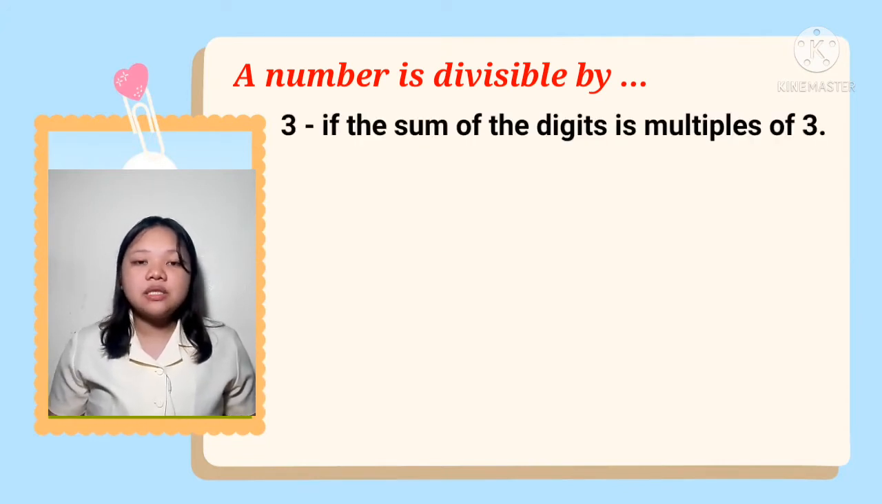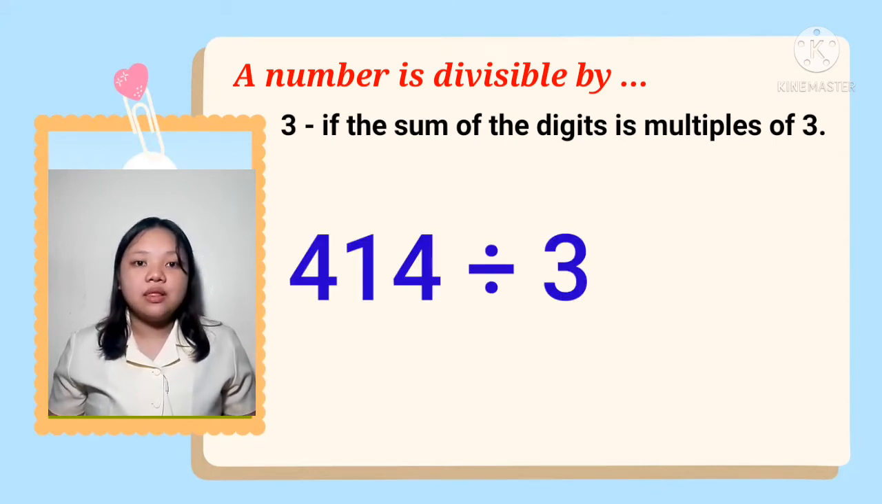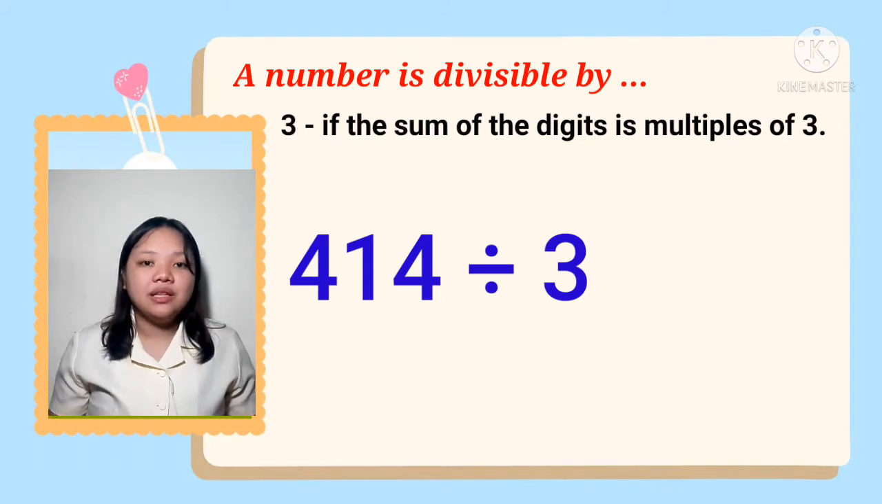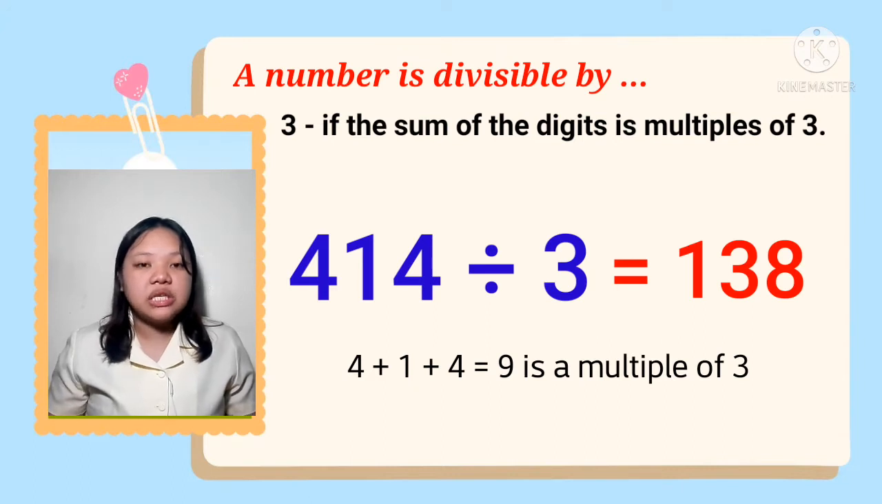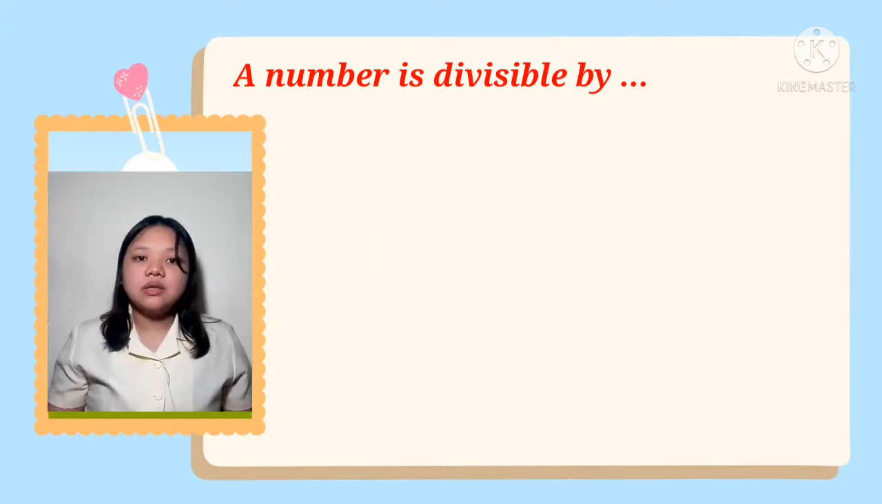A number is divisible by 3 if the sum of the digits is a multiple of 3. In this case, we will add the digits of the number. So for example, 414 divided by 3. Let's add the digits. 4 plus 1 plus 4 is equal to 9, and 9 is a multiple of 3. Therefore, 414 is divisible by 3. So let's try to divide 414 by 3, and we will get a quotient of 138, which is a whole number.